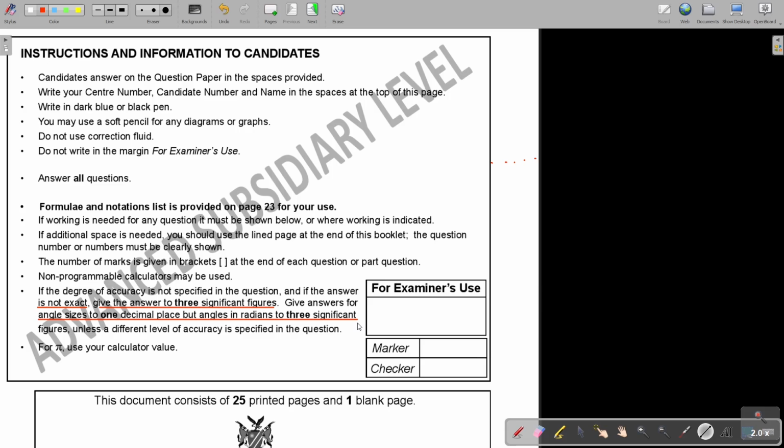Okay, very important. Unless a different level of accuracy is specified, unless they say to 2 decimal places, then underline it so that you don't forget it. And then for pi, only use the calculator value. So don't use 3.142. This stands for pi. Use your calculator value. Very important.